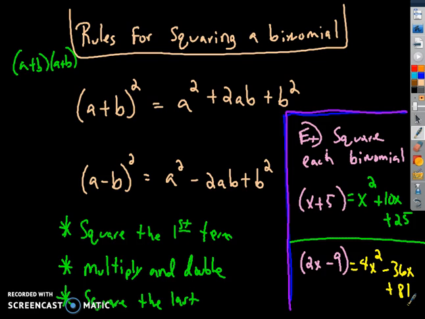So you could have got that by foiling it, but that does save you a little work. So that's the rule for squaring a binomial. That's all I have. Good luck.